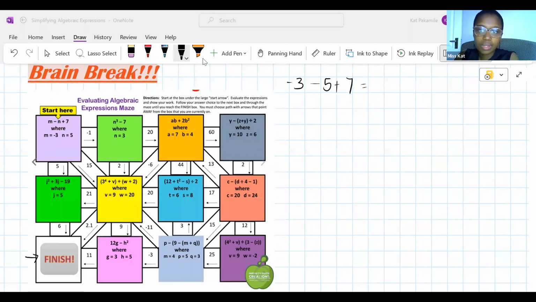Minus 1, minus 1. So we're going in that direction. Beautiful. See, guys, it's not that bad. It's not that bad.